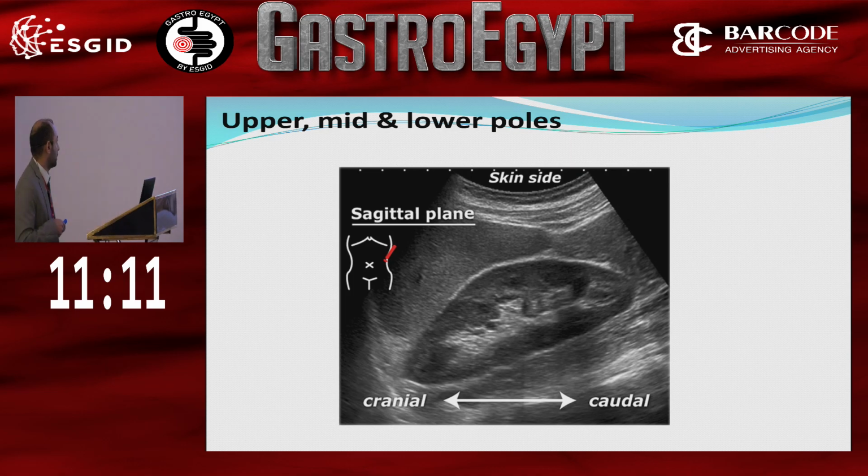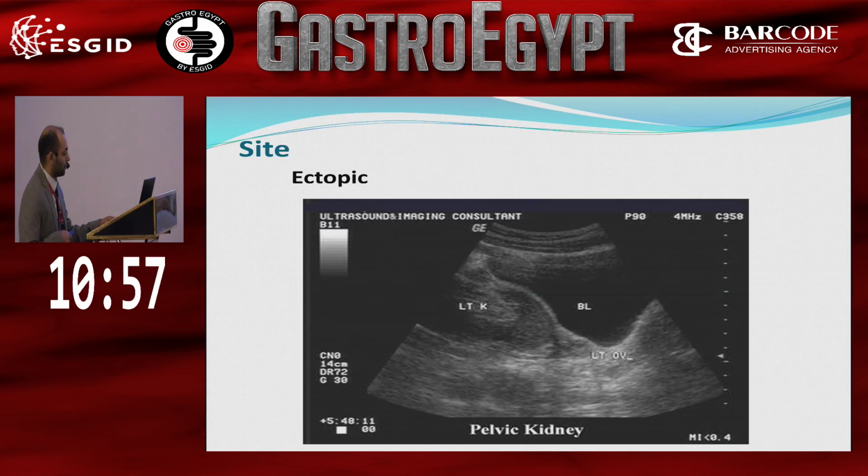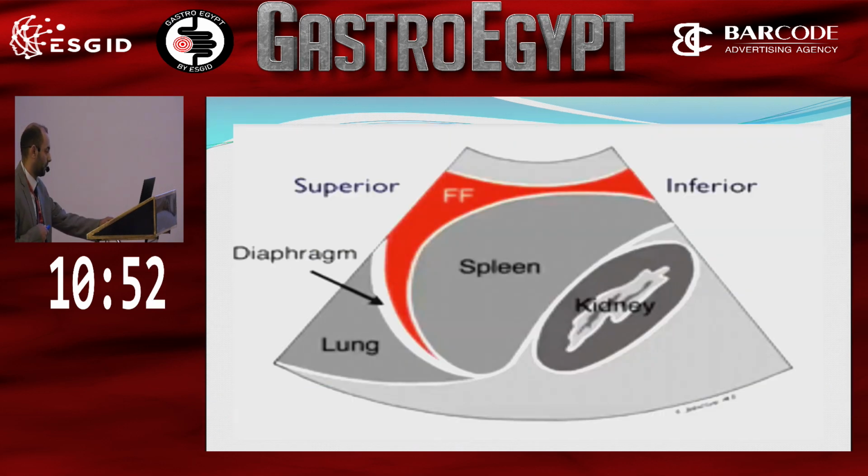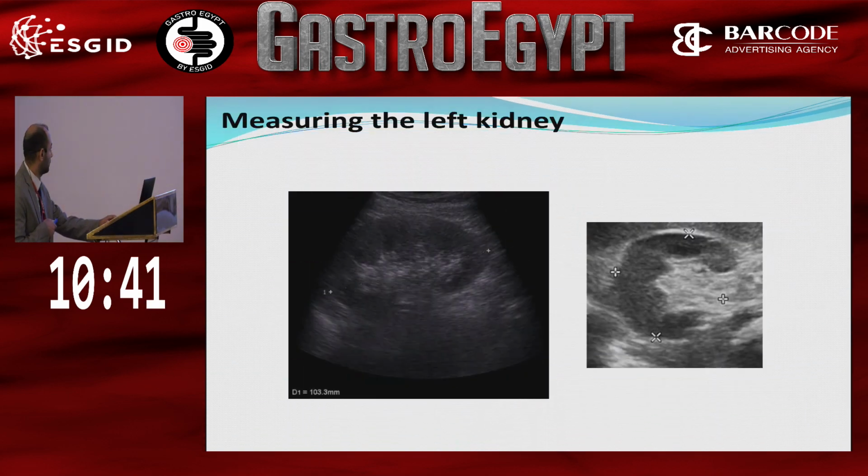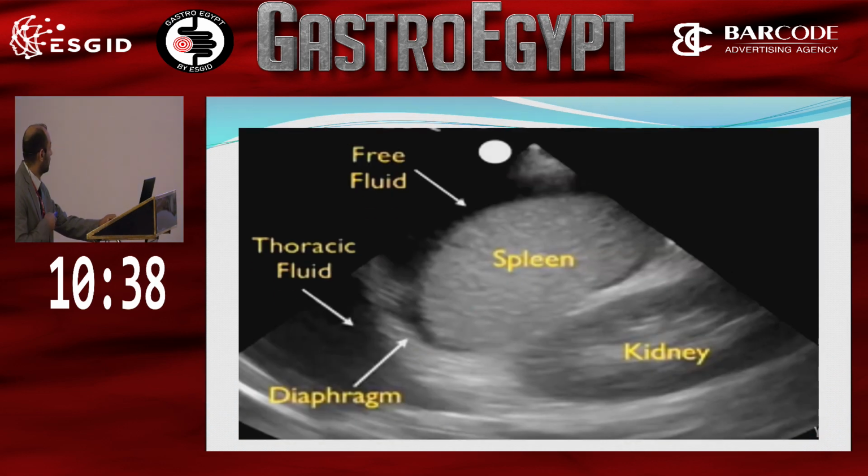According to ultrasound anatomy, I have the upper pole, mid pole, and the lower pole. If I want to describe a lesion, I should say it is upper, mid, or lower according to the site. If I can't find the kidney, I may have to look in the pelvis, as I may have an ectopic kidney. I have a splenorenal interface, and I have the diaphragm above the spleen. If I find fluid below the diaphragm, this is ascites, and if above the diaphragm, it is pleural effusion.